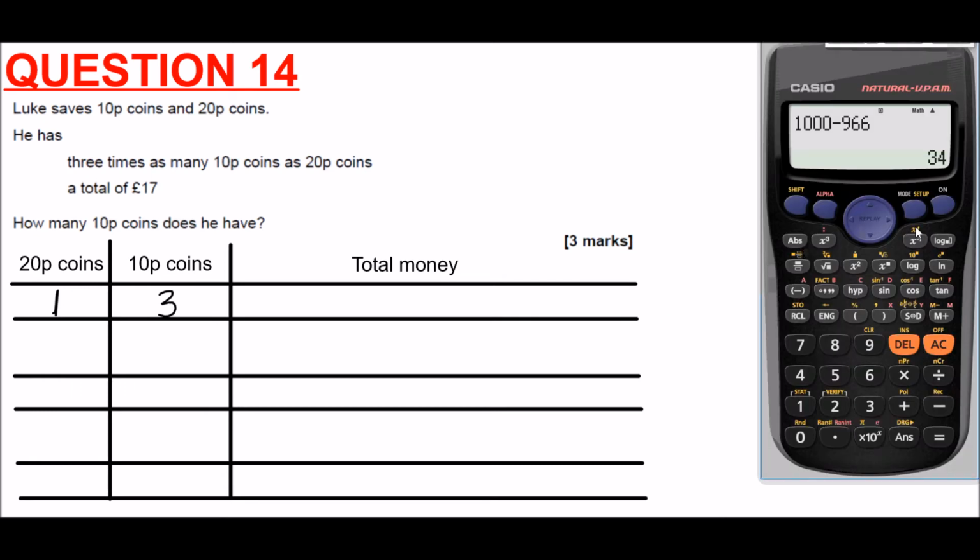Well, one 20p is 20p, obviously, plus 3 lots of 10p's. That'd come to 50p, which is obviously too low. What we can do is just build it up systematically to £17.